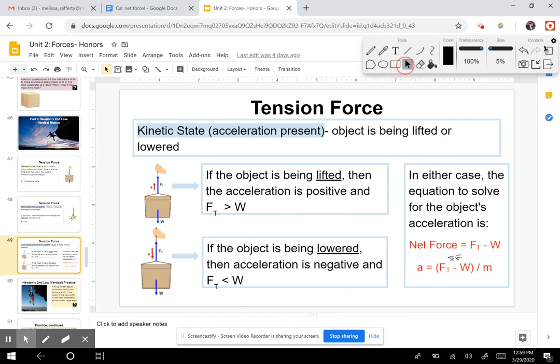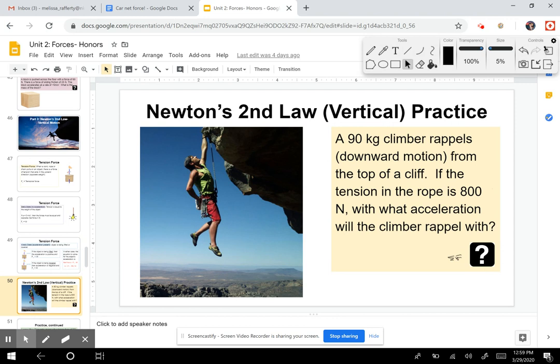Couple examples. All right, so a 90 kilogram rappeller or climber rappels downward from the top of a cliff. If the tension in the rope is 800 newtons, with what acceleration will the climber rappel? So with vertical motion, there's always an extra step of calculating weight. It's not given to us here, but we do know that the force of weight is present, trying to pull this guy down to earth. So we can solve for his weight. We can take 90 kilograms, which is his mass. And then we can multiply it by gravity, which is 9.8.